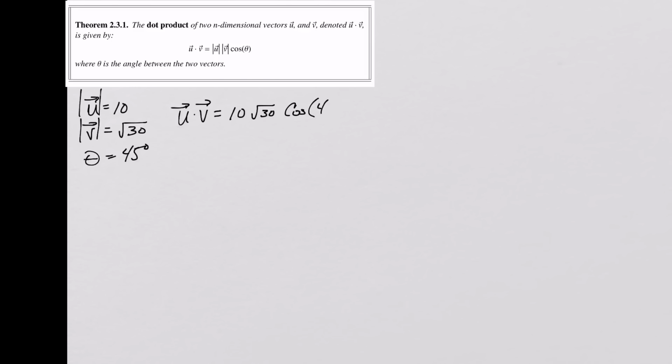Let's say we give you the magnitude of u is equal to 10, the magnitude of v is equal to the square root of 30, and theta, this angle of intersection, is equal to 45 degrees. Then we can figure out the dot product of u and v without ever knowing the vectors, just by saying u dot v is going to be equal to 10 times the square root of 30 times cosine of 45.